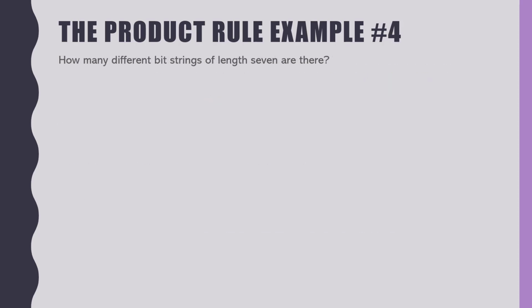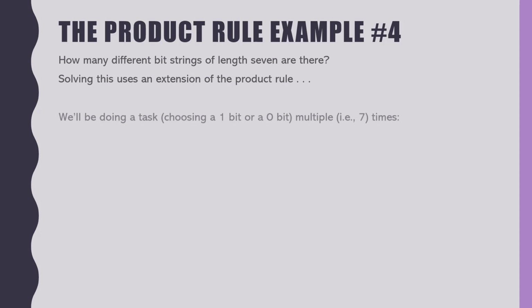So let's take a look at this one we talked about a minute ago. This one's a little trickier. How many different bit strings of length 7 are there? First of all, what is a bit string? Yeah, just a string of ones and zeros, right? And we're talking about one that's 7 digits long, right? Okay, so this uses an extension of the product rule. We'll be doing a task, choosing a 1-bit or a 0-bit, multiple times, right? Okay, so the task is just choosing a bit. That's it, just one task.